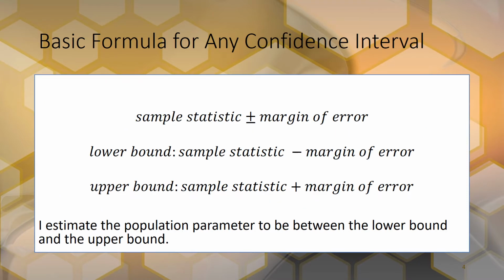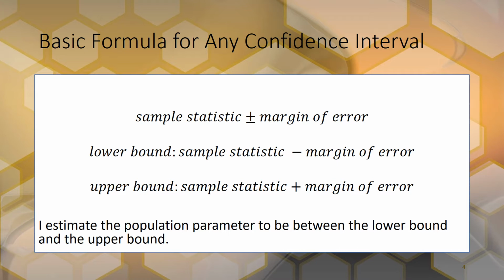So here's a basic formula for any confidence interval that we have. We have the sample statistic plus or minus the margin of error. So in our poll example, the sample statistic would be 3 and our margin of error would be 1. And so we have two numbers. We have a lower bound and an upper bound. The lower bound is the lower number, so it's the sample statistic minus the margin of error. So in our poll example, we have a sample statistic of 3 and a margin of error of 1. So we do 3 minus 1, which is 2. And then we have an upper bound, which is the sample statistic plus the margin of error.